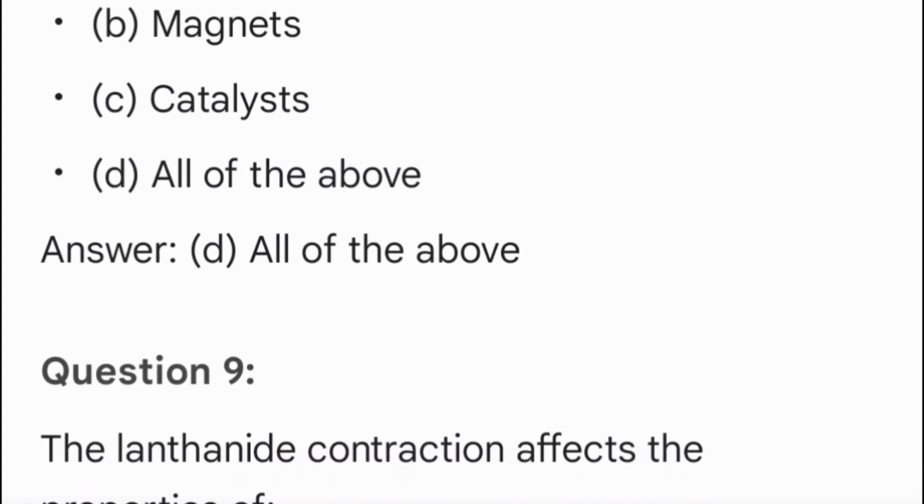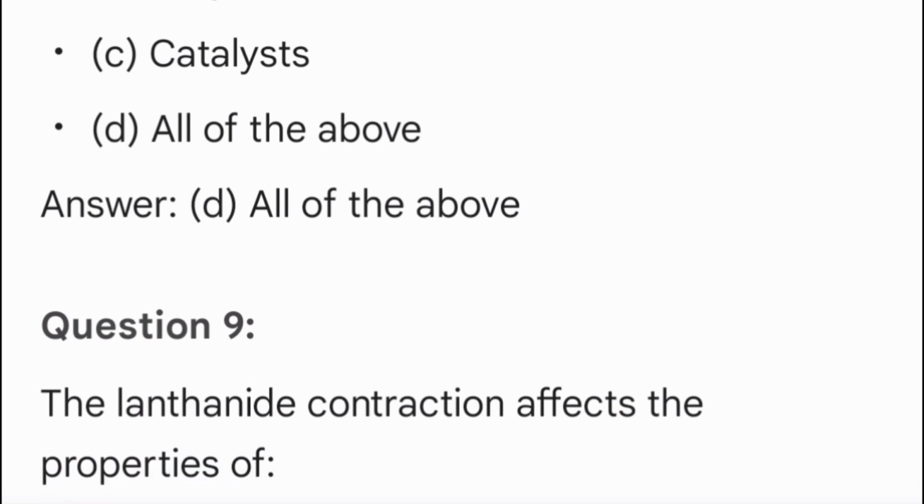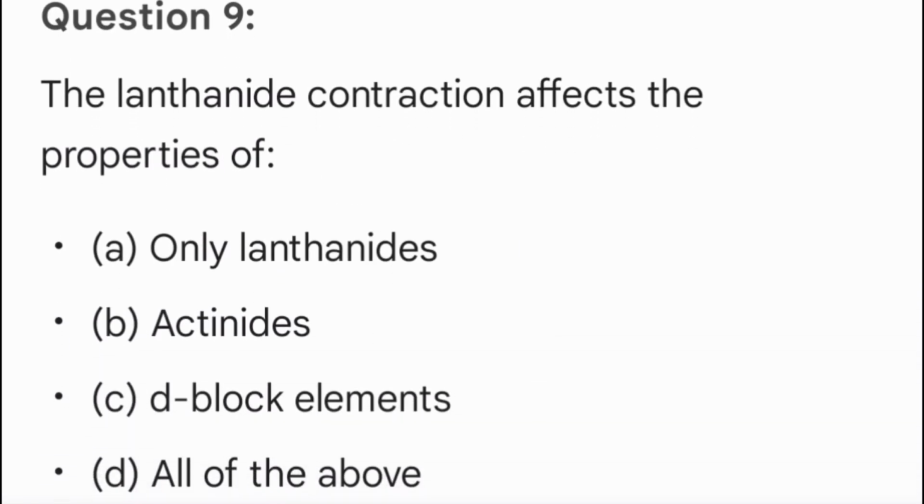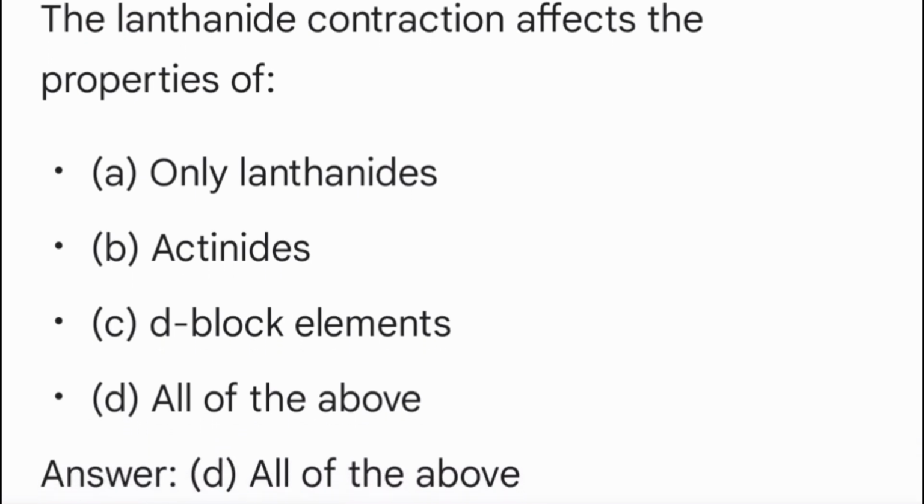Question 9. The lanthanide contraction affects the properties of A. Only lanthanides, B. Actinides, C. D-block elements, D. All of the above. Answer D. All of the above.